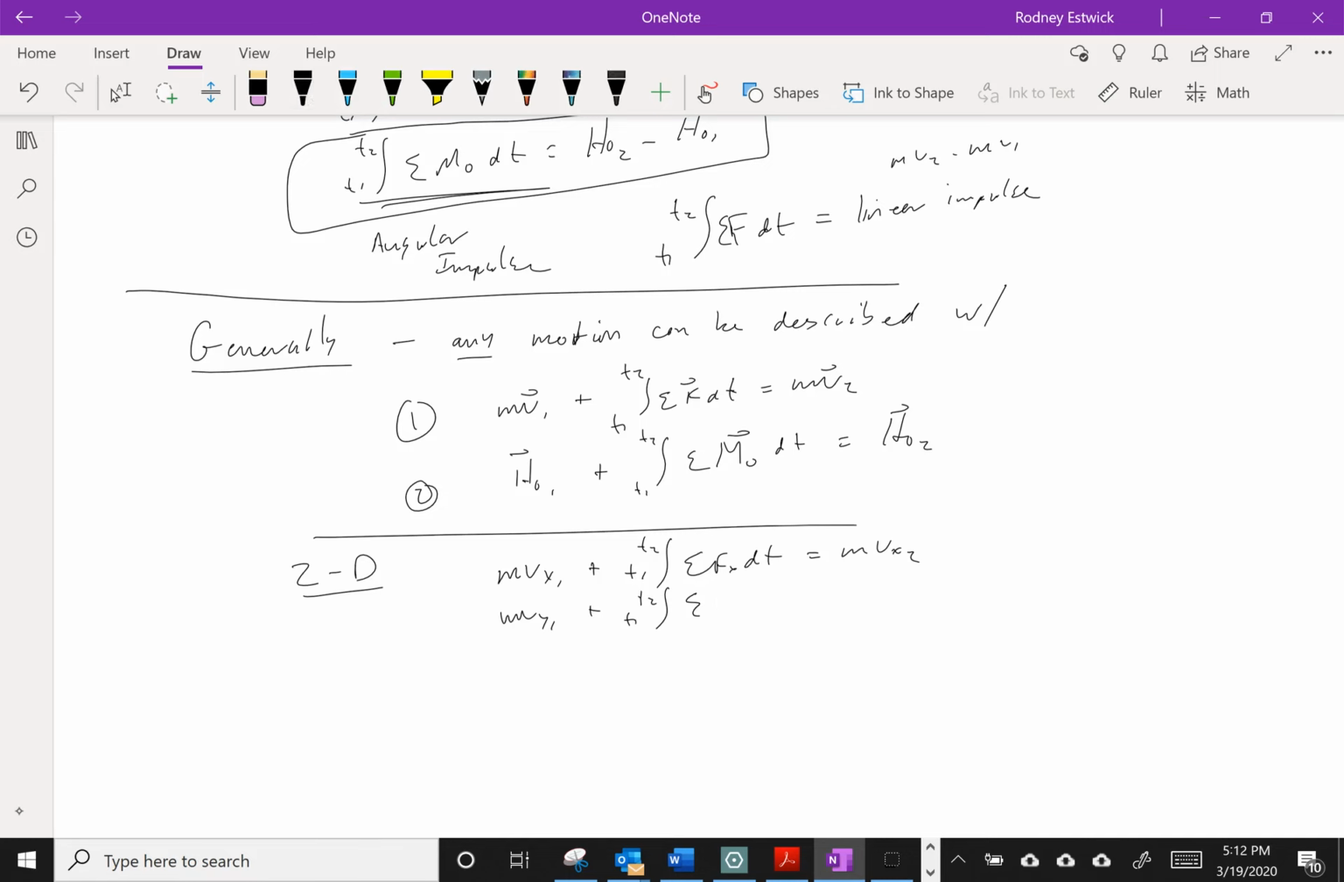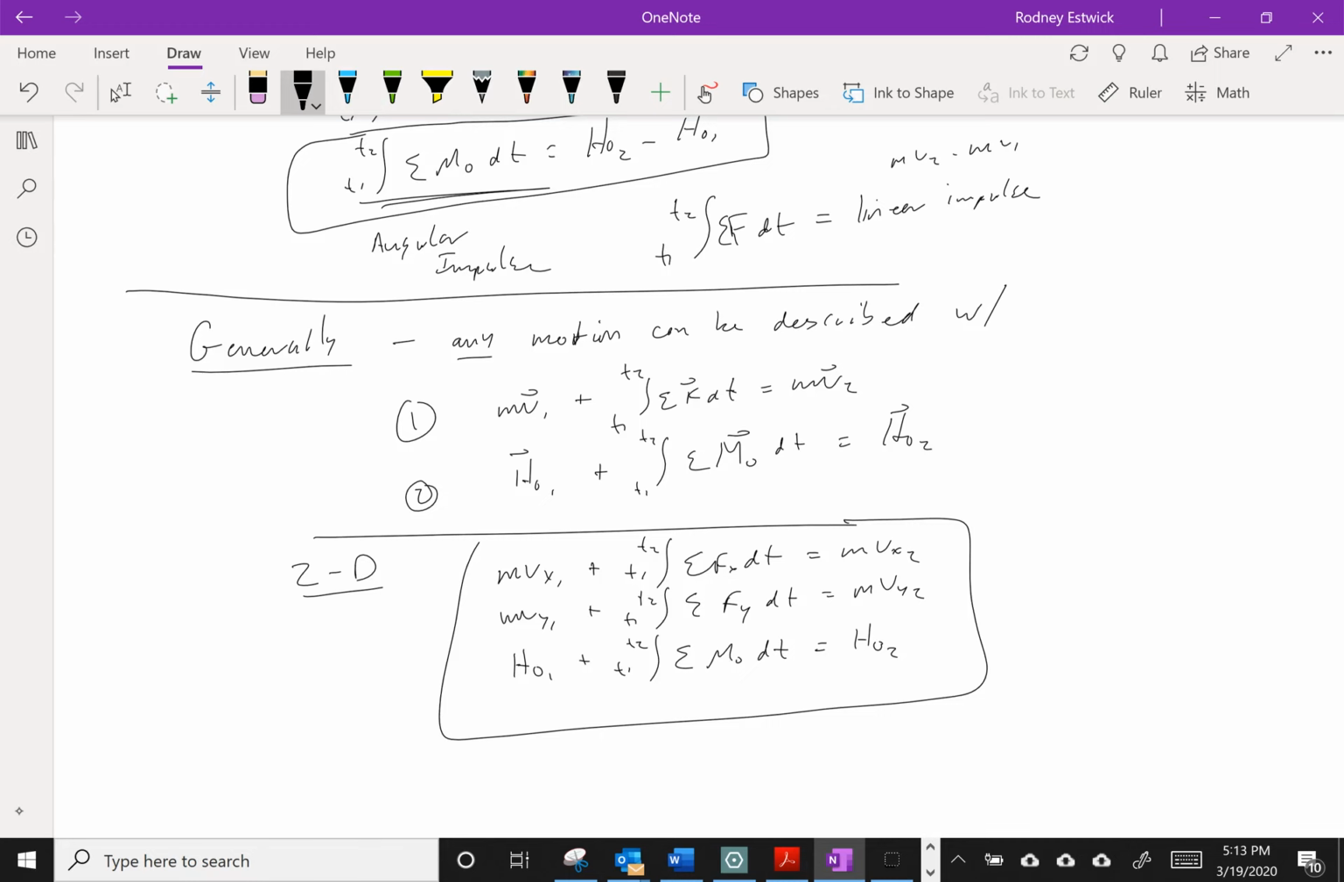Oh, nice, F, Fy. See, I need to slow down. m vy2. And now we add this third term. Since we're in 2 dimensions, all the moments will be either in the positive z direction or the negative z direction. If that doesn't make sense, think about it. So there are your general equations in 2 dimensions between linear momentum and angular momentum.